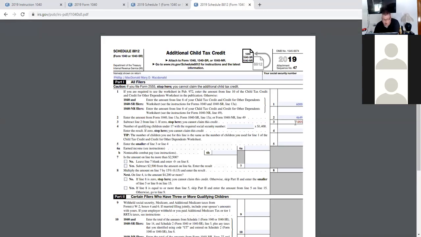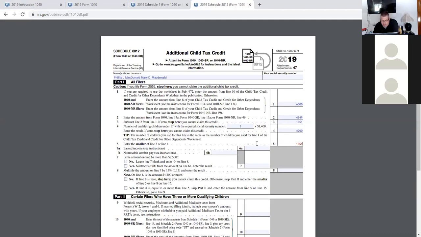All right, number of qualifying children under 17. We had 3. 3 times 1,400 is 3,000 and 1,200, 4,200. So enter the result here. If 0, stop here, you can't claim the credit. So what do we get? 4,200, 3 times 1,400. All right, so enter the smaller of line 3 or line 4 on line 5. Well, the smaller between those two is the 1,351.